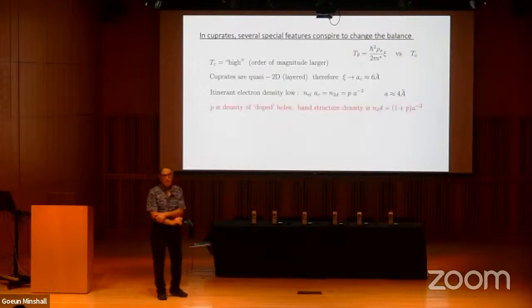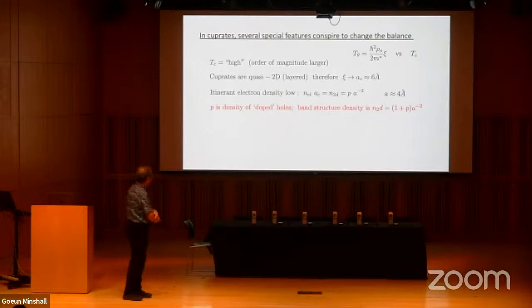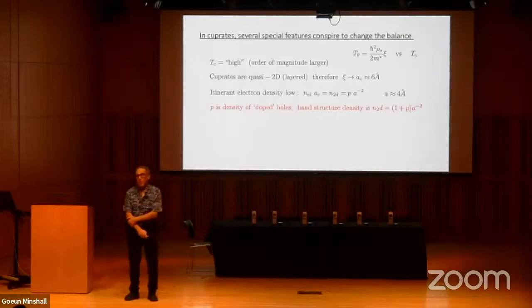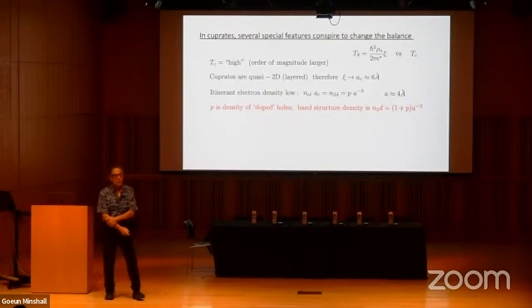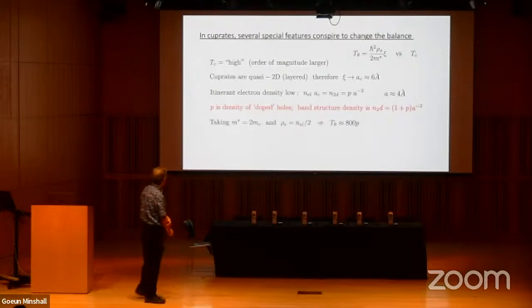I'm hiding something here, which is that band theory, the conventional theory of metals, would say that the density was proportional to 1 plus P. And there is some rather deep physics that we sort of understand for why the relevant density is P and not 1 plus P. That makes roughly an order of magnitude difference in the estimates I'm going to include.